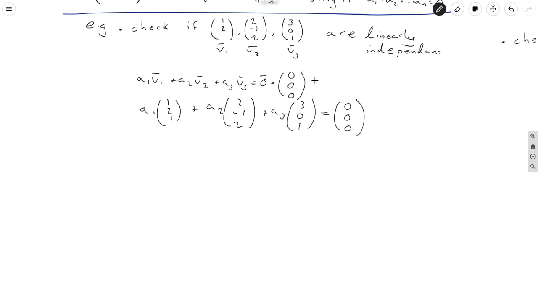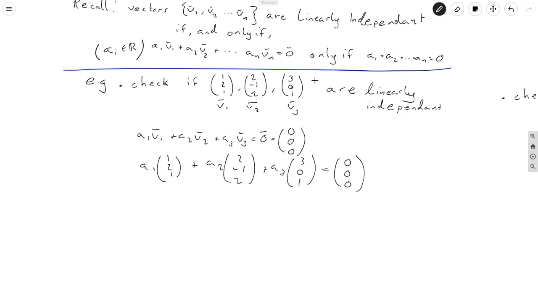Okay? So we lay out the equation a1 v1 plus a2 v2 plus a3 v3 is equal to 0, which in this case is (0, 0, 0). To be clear, this 0 here is the zero vector, which is just the vector which has zeros in every one of its components.